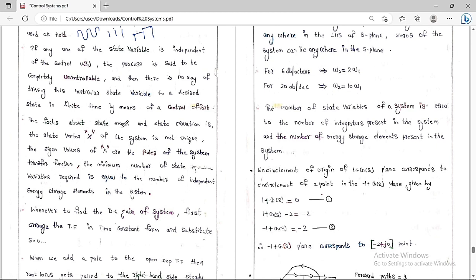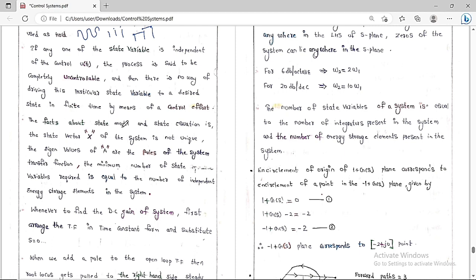The next point is, if any one of the state variables is independent of the control u of t, the process is said to be completely uncontrollable. And then there is no way of driving this particular state variable to the desired state in finite time by means of a control effort. I have already told you what is the meaning of controllable. Controllable means in order to control the state variables. Observable means in order to measure the state variables.